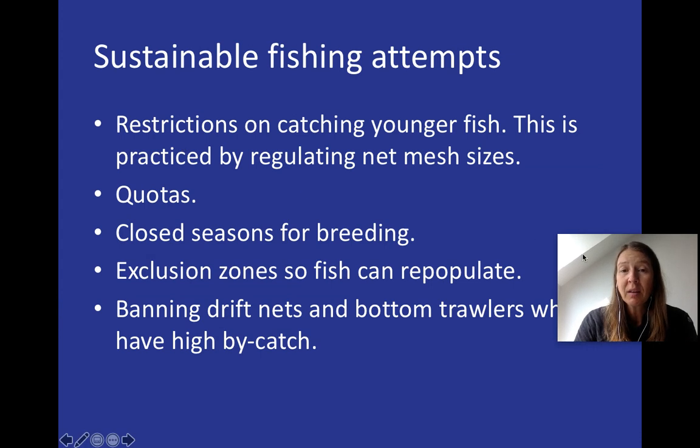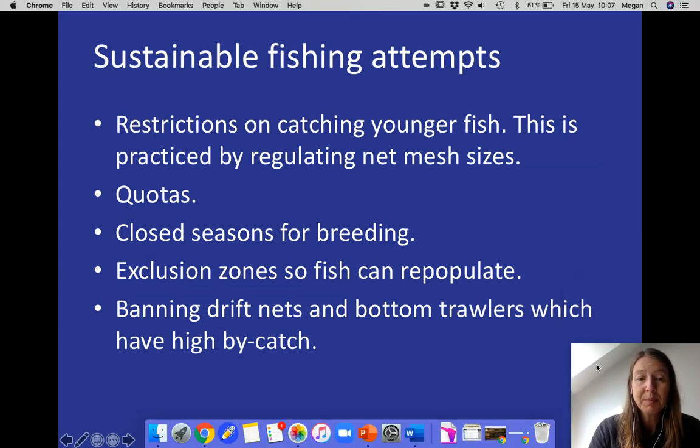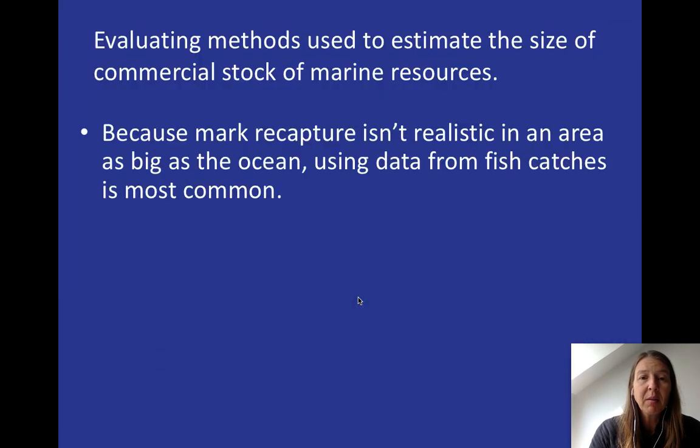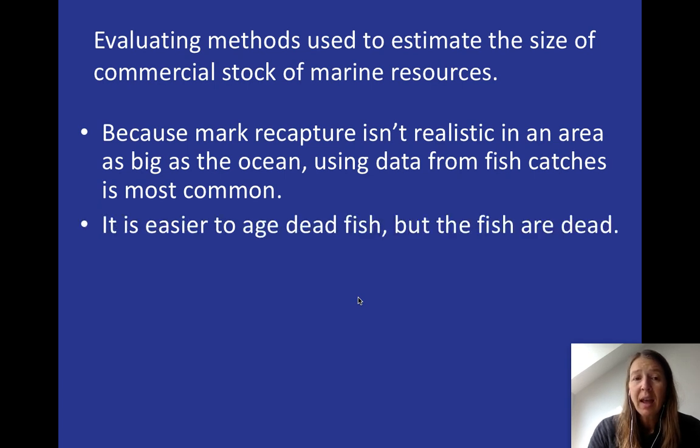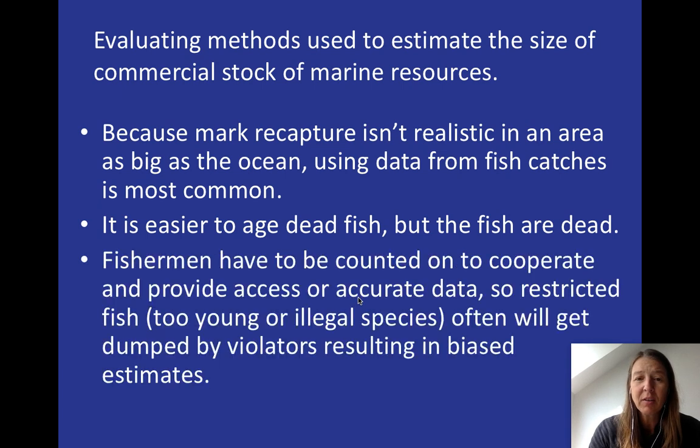So how do they make those estimates? I'm going to show you about methods and estimating things, because it's actually really hard to do. You can't do mark recapture because the ocean is just way too big. So we tend to use fish catches. But when it's fish catches from fishermen's nets, the fish are already dead. So it's not the greatest way to do it.